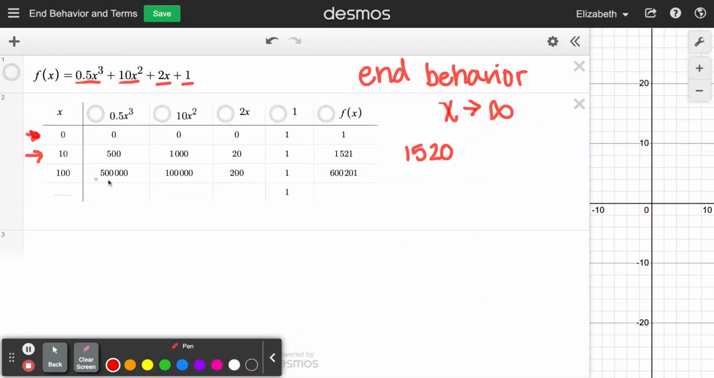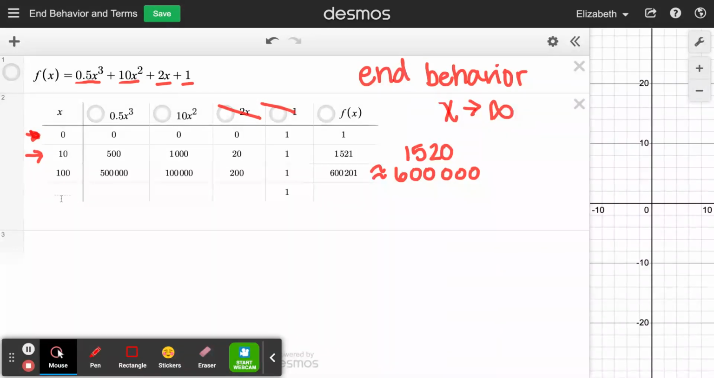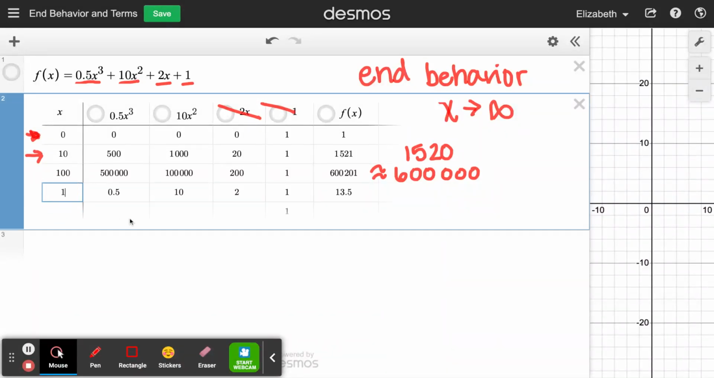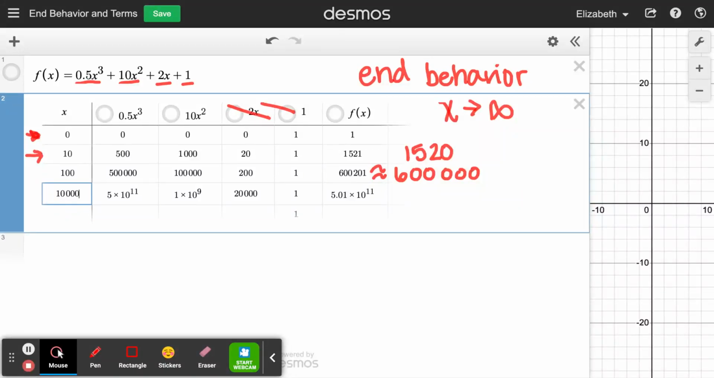So really our two first big terms here, I could just add those together and say it's approximately 600,000, and I could ignore these two terms. And again, we're thinking about what happens as we go towards infinity. We are at 100, nowhere near infinity. Let's plug in 10,000. At 10,000, it has moved now into scientific notation.